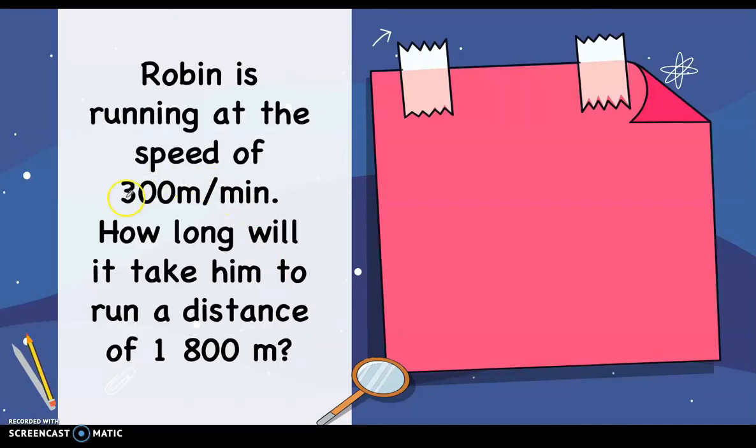We have here the speed, which is 300 meters per minute. And for the distance, we also have 1,800 meters. And the question is how long? Therefore, we'll find the time. So using the time formula, we have distance divided by speed.